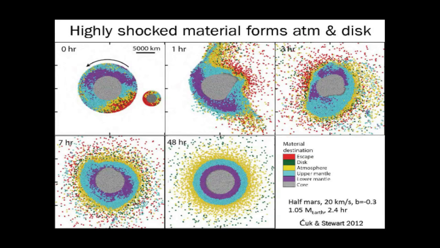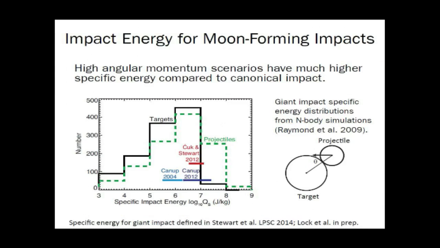And what kind of impact energies are we talking about in the context of planet formation? So we can look at the n-body simulations of growing Earth-like planets and calculate the specific energy, the energy per unit mass, for each giant impact event.